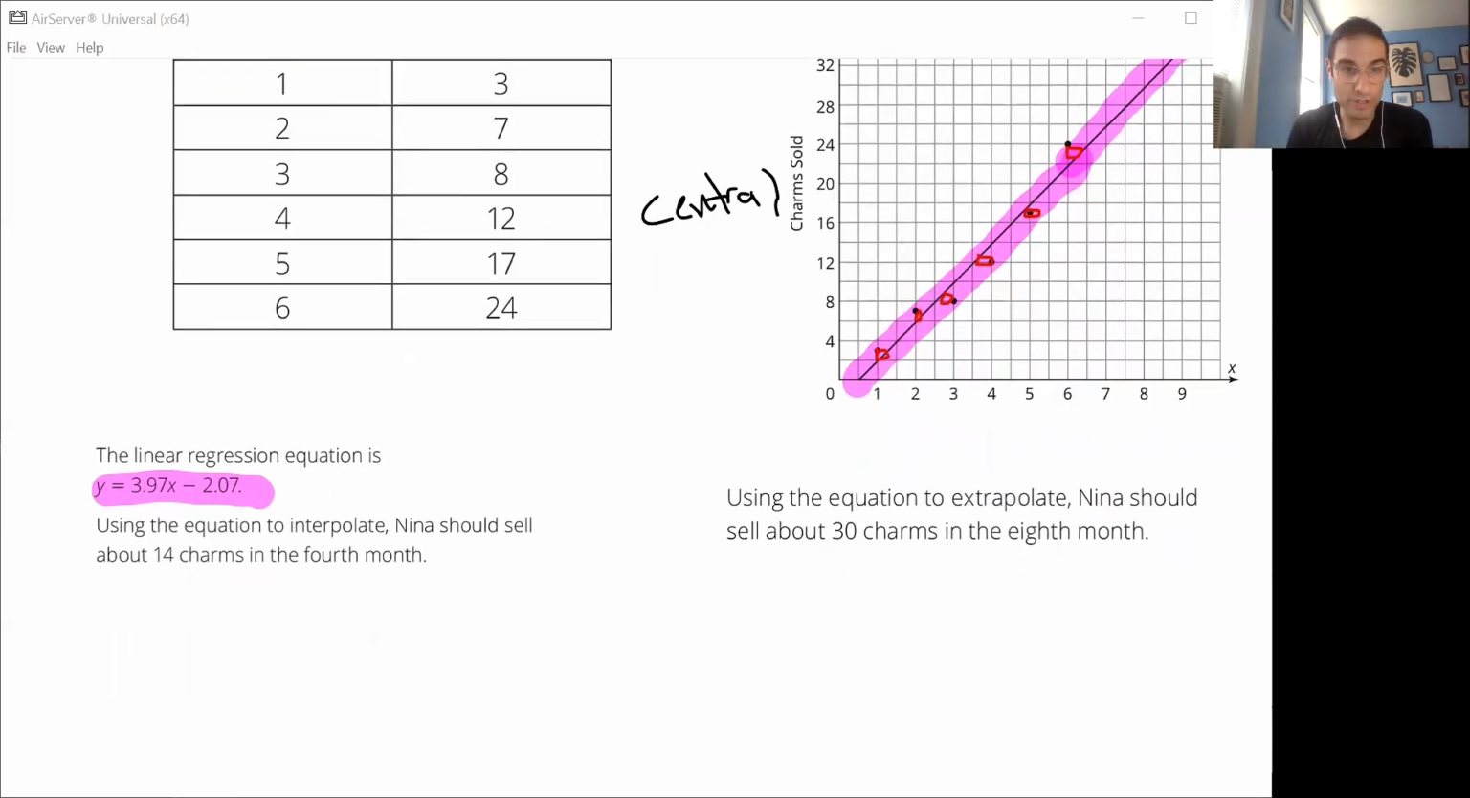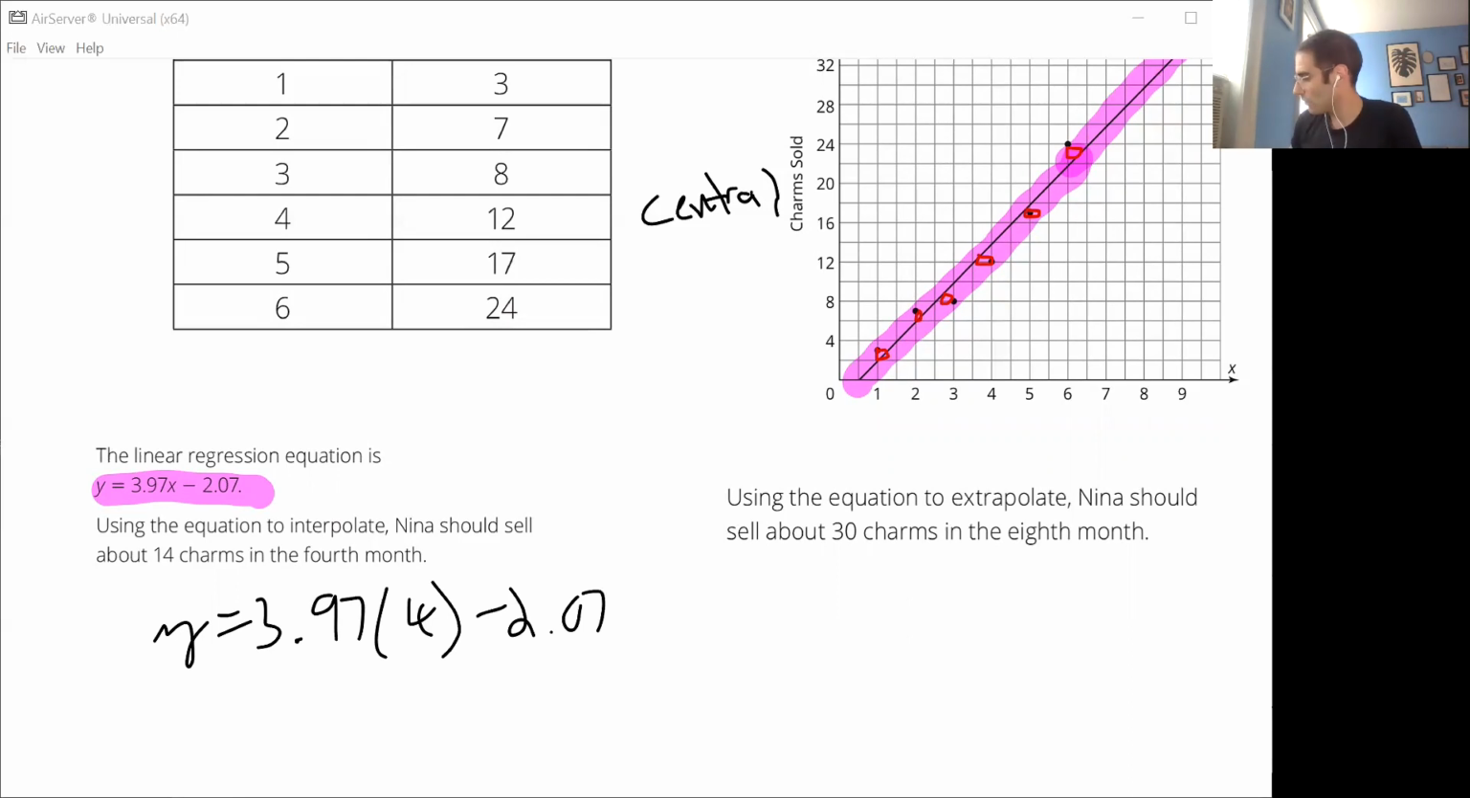So Y is 14 charms in the 4th month. So we can let X be 4 here. So Y equals 3 97/100 times 4 minus 2 7/100. So we're going to use a calculator to calculate Y, which represents the number of charms. So when I type that in, I get Y is 13.81 charms within the 4th month.